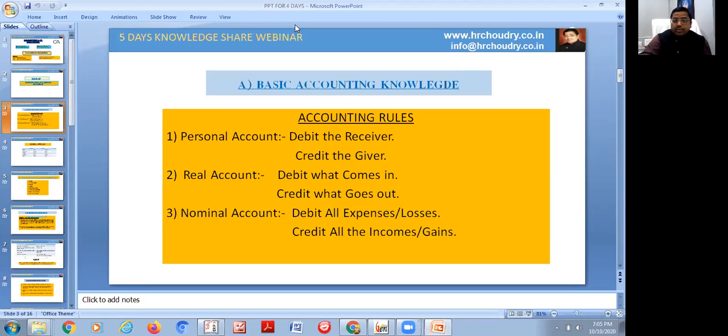जब भी अकाउंट्स में एक्सपेंसेस आ जाता है, we have to debit all expenses, and income will be credited. So if we understand these 3 principles, then the whole of accounts is covered in these 3 principles only.